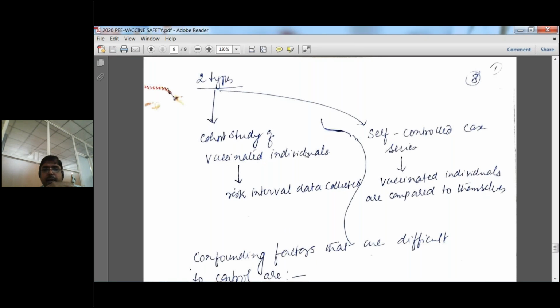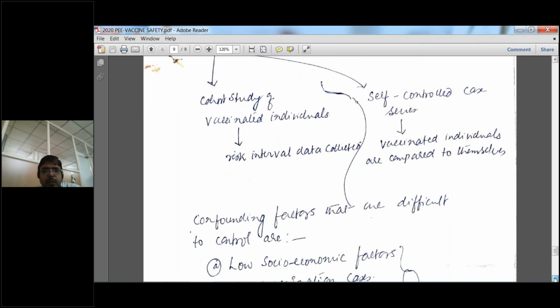are of two types. Self-control case series, you can use it, and also cohort study of vaccinated individuals. Risk interval data can be collected. Either you can do a cohort study involving only those individuals who are vaccinated, so you will have a common outcome. Otherwise, you need to have a self-control case series. Even though both can give their own data, self-control case series will have an edge over cohort study because of the confounding variables.